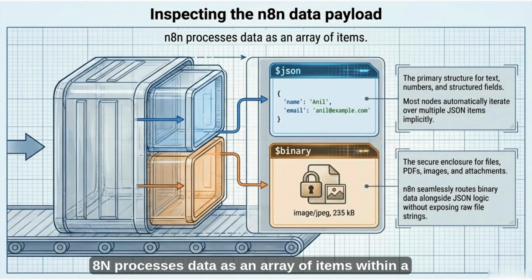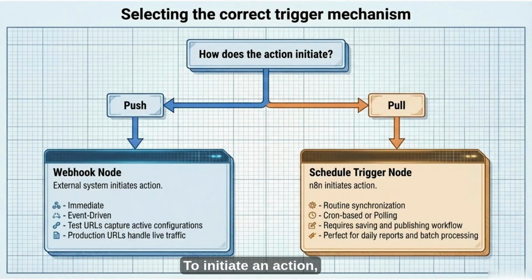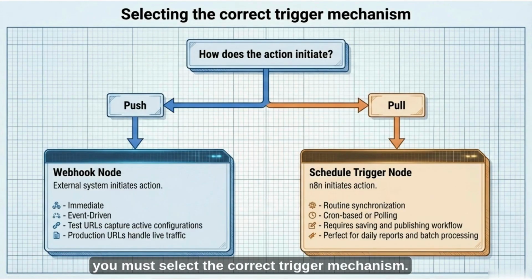n8n processes data as an array of items within a data payload, primarily using JSON for structured fields. Binary data, such as files and images, is handled securely alongside JSON logic. To initiate an action, you must select the correct trigger mechanism.